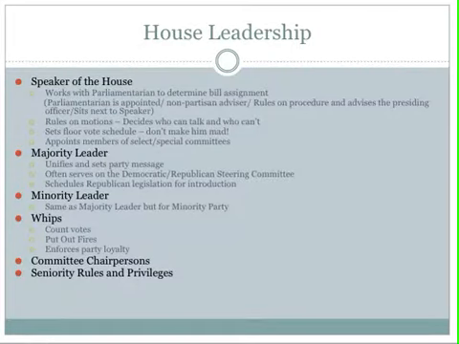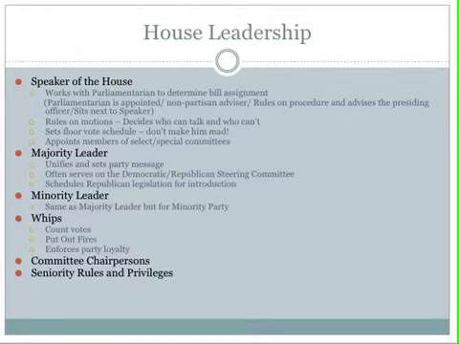So looking at the leadership in the different houses, the House of Representatives has a Speaker of the House, like I said, and they are appointed by their peers. They work with the parliamentarian to determine bill assignments, so they're able to kind of dictate what's being read, what committee it goes to, and if they actually vote on it.